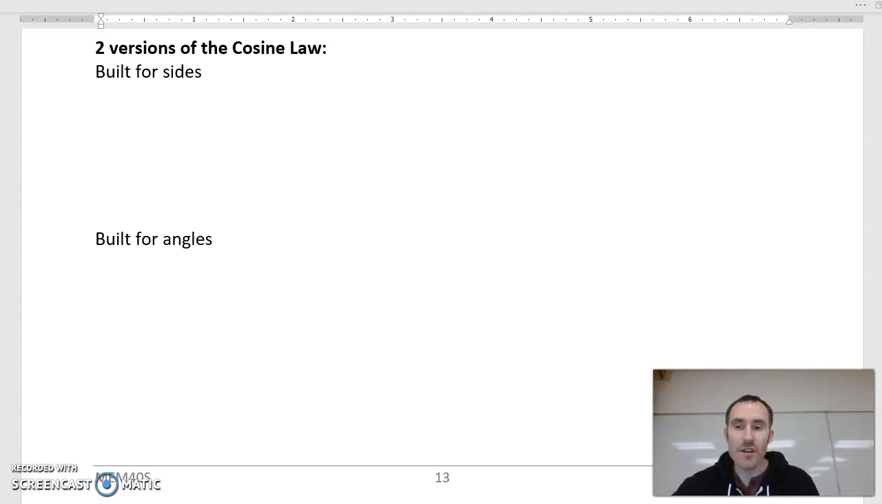So to sum up, we've got two versions of the cosine law. One is arranged for finding a missing side, and one is arranged for finding a missing angle. And so we've got kind of three versions of it. You can name the corners however you want to, but I'm again going to point out what's important. So we can start with a squared equals b squared plus c squared minus 2bc times the cosine of a. That's the first version for looking for a missing side.